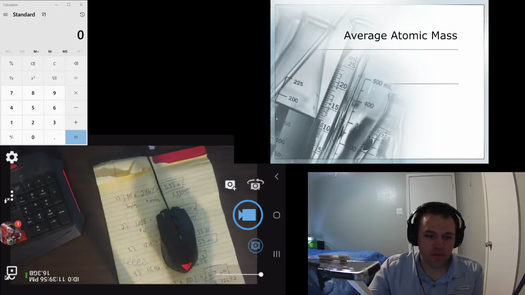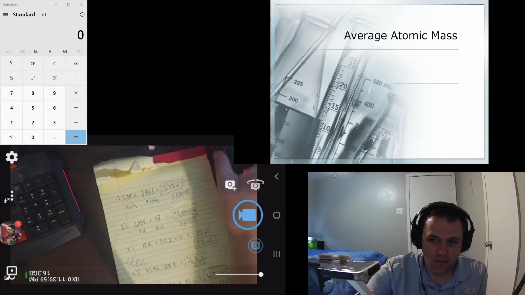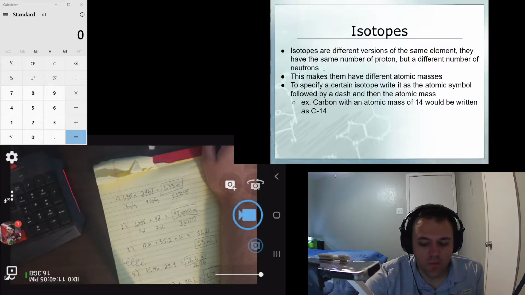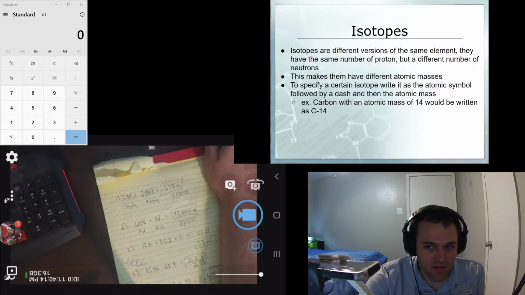Okay, first thing we're going to be talking about today is what's called average atomic mass and how it's calculated. So one term that we brushed on the other day, I don't know if we made it 100% clear, but in nature there are things called isotopes.